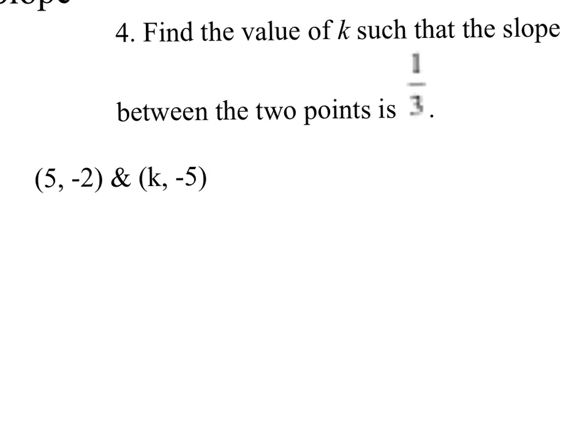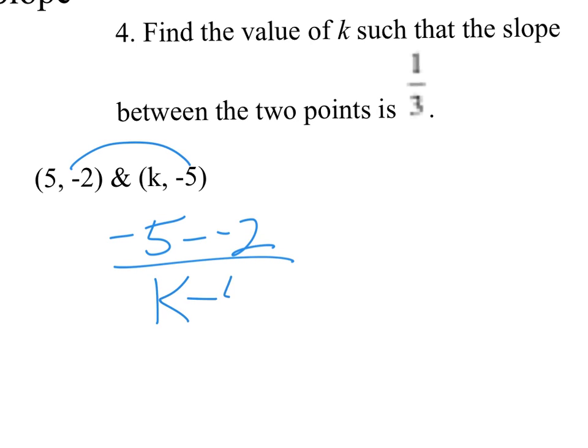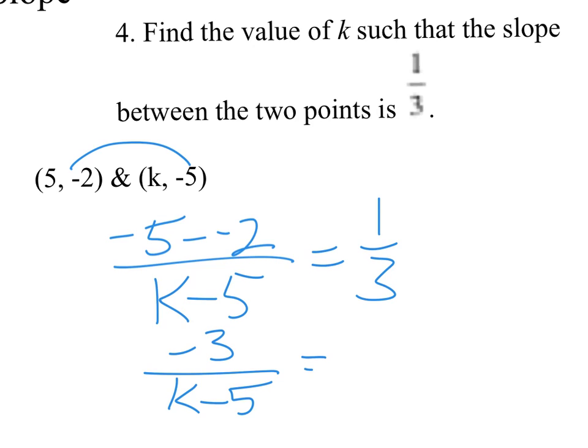I got one of our famous k problems. First I'm going to set up my slope. Negative 5 minus negative 2 over k minus 5 is equal to 1 over 3. Negative 5 minus negative 2 is going to be negative 3. K minus 5, and that's equal to 1/3.